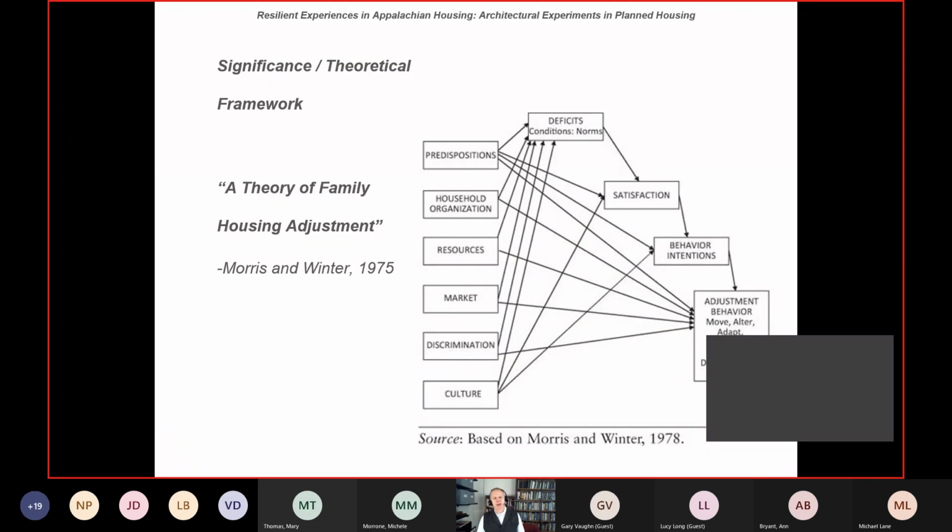A Theory of Family Housing Adjustment was written by Morris and Winter in 1975, and folks that deal with housing policy seem to always be very familiar with this. It's really looking at the different variables of why families make the housing choices they make. As an architect, I tend to think that design plays a big role, but it's actually a lot of things that really affect how families make those decisions.